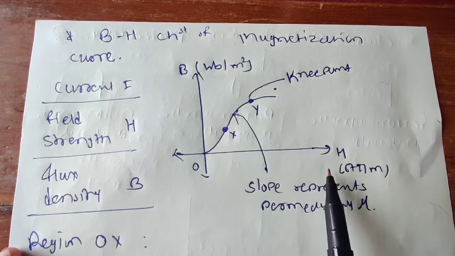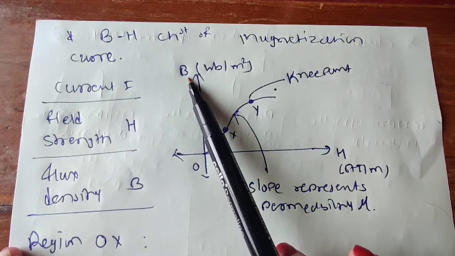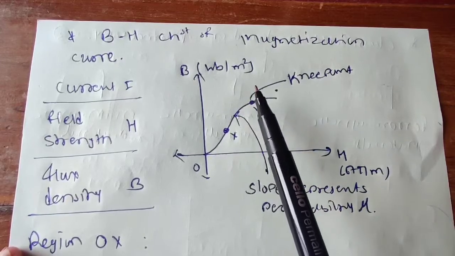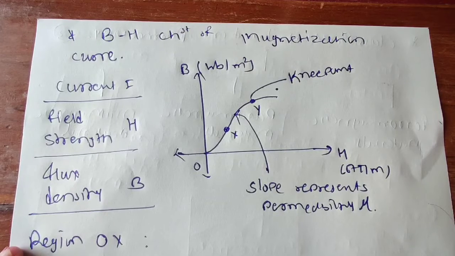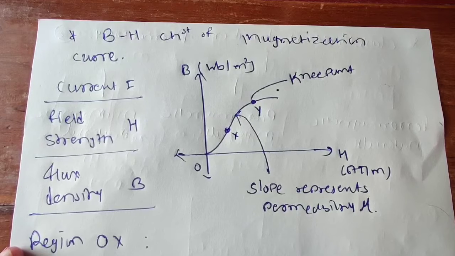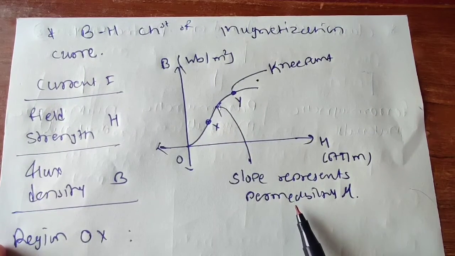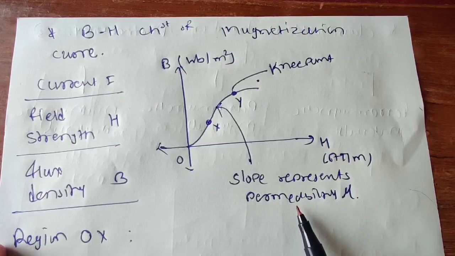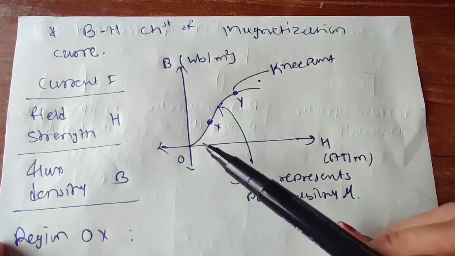So you need to draw a graph: on the x-axis you need to take the field strength, on the y-axis you need to take the flux density. The magnetization curve, the BH curve, is nothing but a graphical relationship between B and H, with H plotted on the x-axis and B plotted on the y-axis. According to the diagram, you can see there are three regions that you need to consider in this curve.